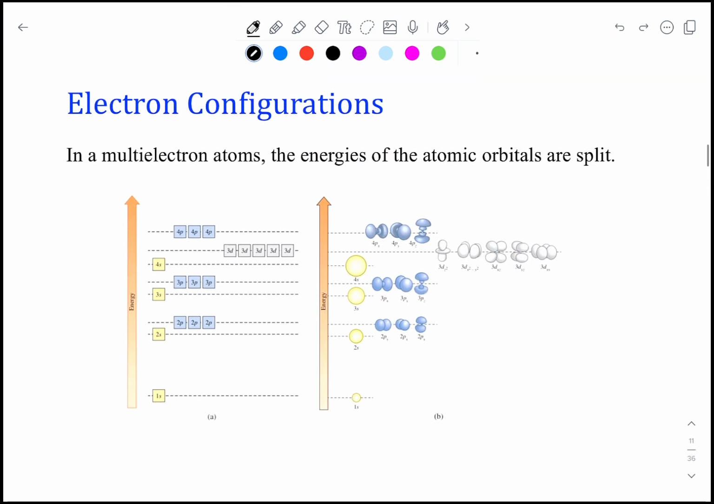Now, one electron is nice and easy because there's only one of them. It doesn't interact with anything. There's no other electron for it to interact with. But obviously the remainder of our periodic table has more than one electron. So we have to generalize our idea of electron configuration to the remainder of the periodic table, where we have multi-electron atoms, so more than one electron.